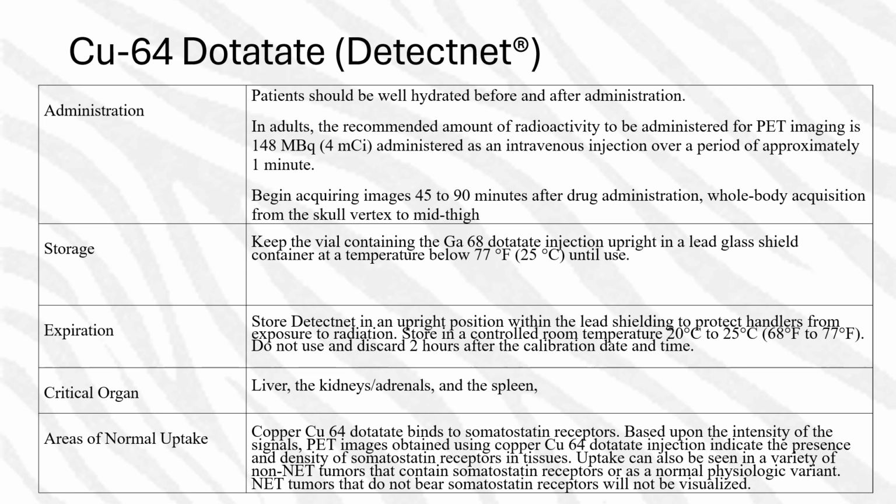Because there are a lot of neuroendocrine cells within the brain, it is important to also scan the brain, so that's why these patients go from the top of the head down through the mid-thigh. It is stored at normal room temperature. And the critical organs are the liver, kidneys, adrenals, and the spleen. Areas of normal uptake are really anywhere that neuroendocrine cells exist, anywhere that there are somatostatin receptors, although it will take up with a greater affinity for any areas that have somatostatin receptor-expressing tumors.